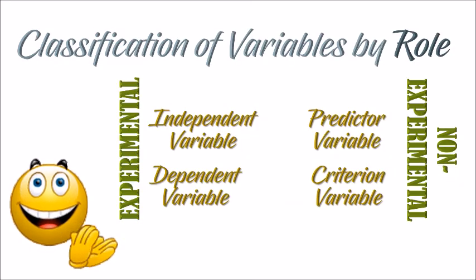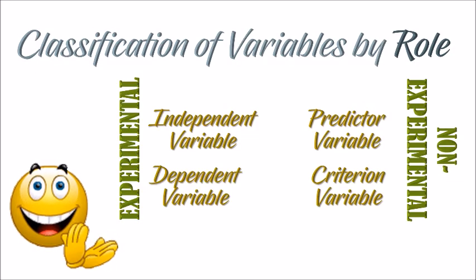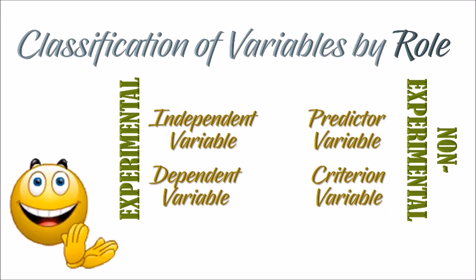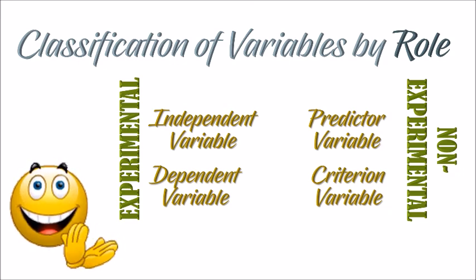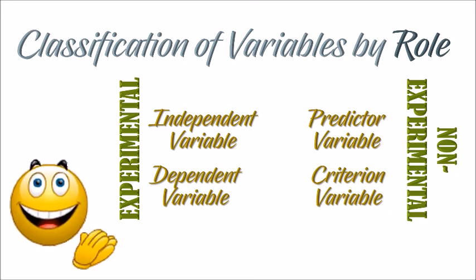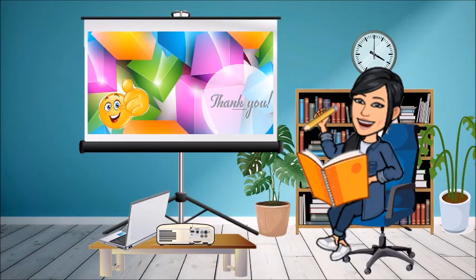To summarize, classification of variables by role: under experimental, we have independent and dependent variable. Under non-experimental research, we have predictor and criterion variable. This is the end of our discussion on the variables used in research. I hope you will be able to correctly identify and classify your research variables.